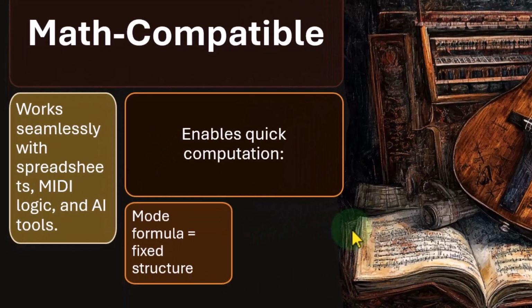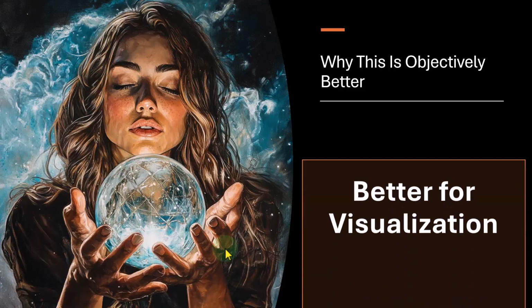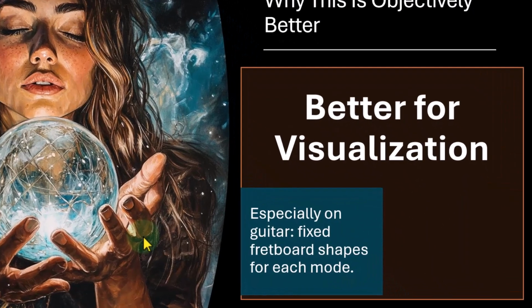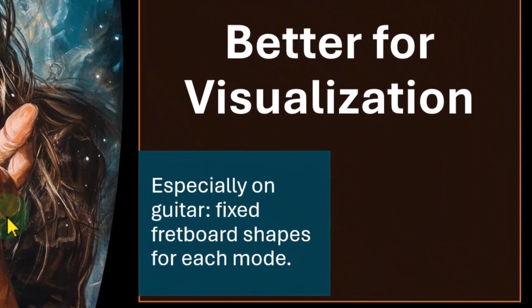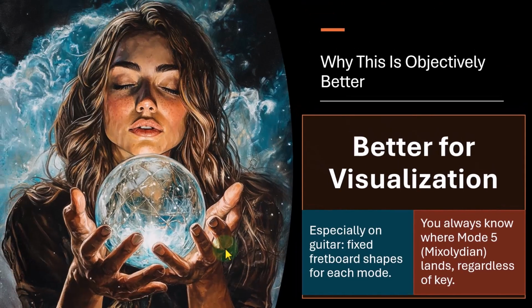So, enable quick computation. Mode formula equals a fixed structure. Transposition equals simple addition shift. So we'll talk more about that later. Better for visualization, especially on guitar. Fixed fretboard shapes for each mode. You always know where mode 5, Mixolydian, lands.